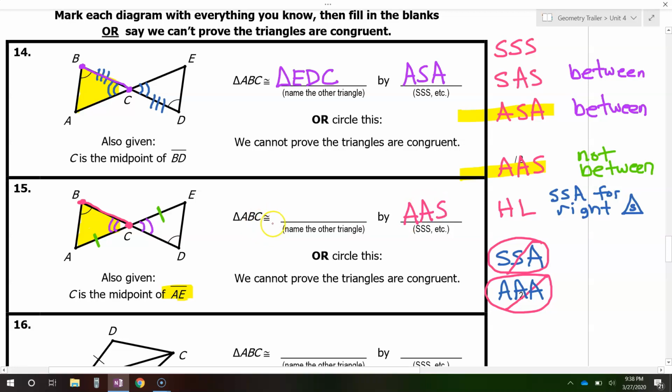So, let's talk about the congruence statement. Triangle. Okay, A corresponds with E. They are the only ones that are blank. B corresponds with D, and C corresponds with C.